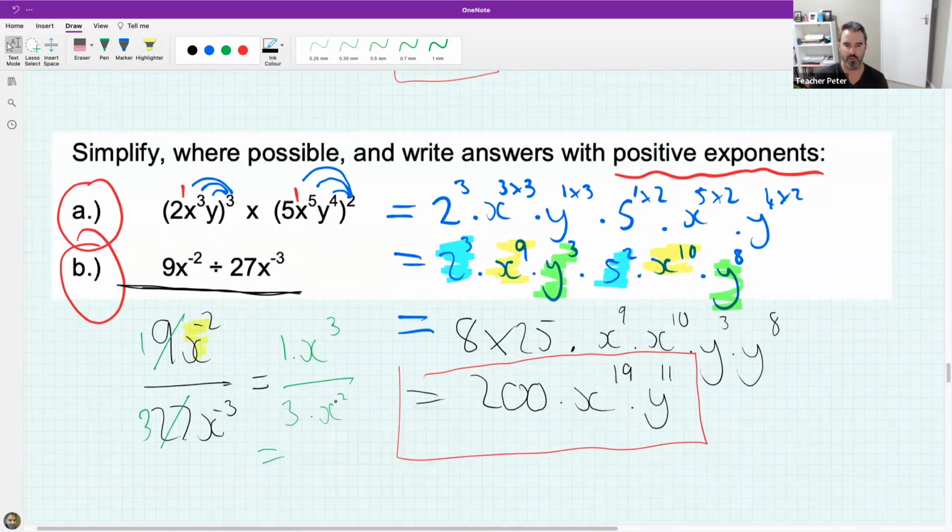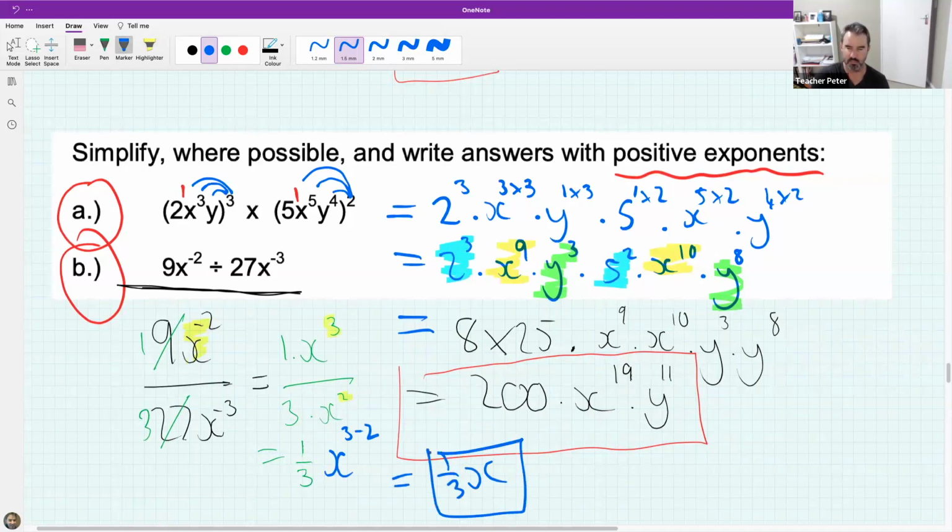From here, I said 1/3. Yeah, 1/3. And then I say the 3 minus the 2, and then it's just 1 x alone. So the bases are the same. So you could just go, look, it's an x, and then let me go 3 minus 2. So I get 1/3 x as my final answer.